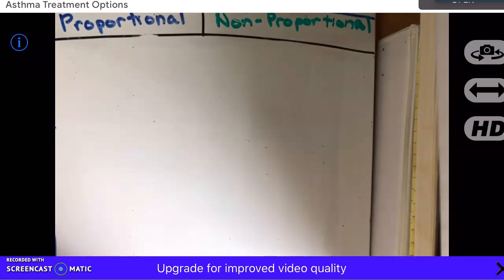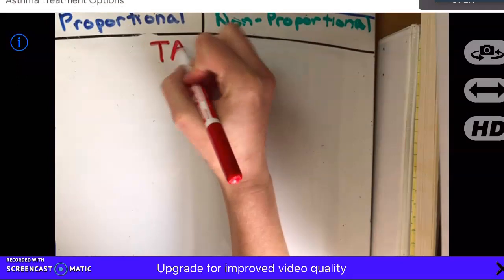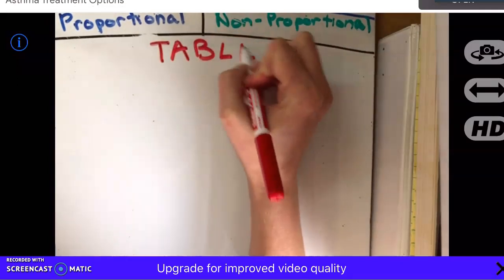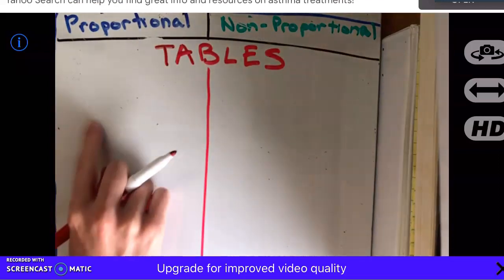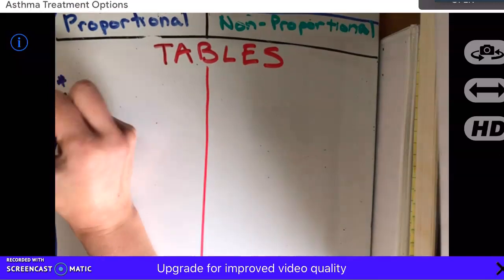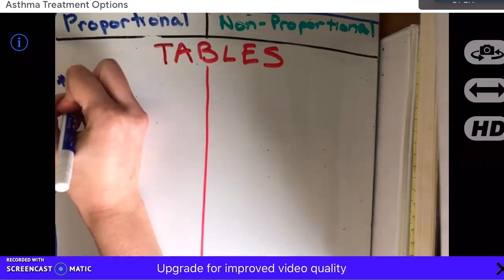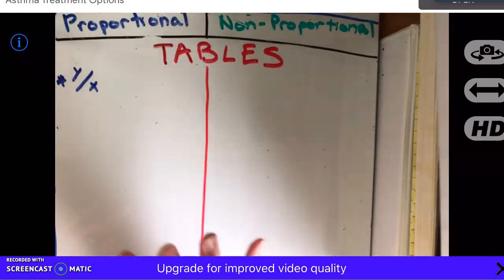So we talked about graphs, we've talked about equations. Now let's talk about tables. Tables are like a graph's best friend, right? Okay. So, proportional tables, some notes to take. Whenever we compare tables, we always look at the change of y over the change of x, and we look at what that number gives us.